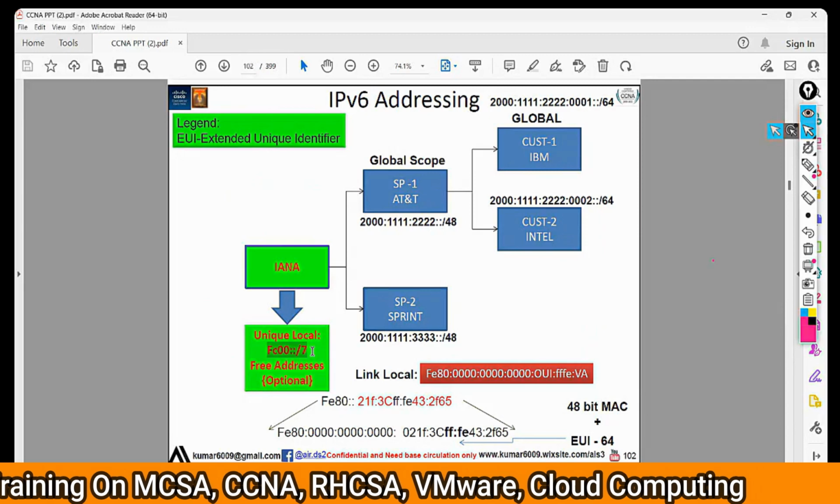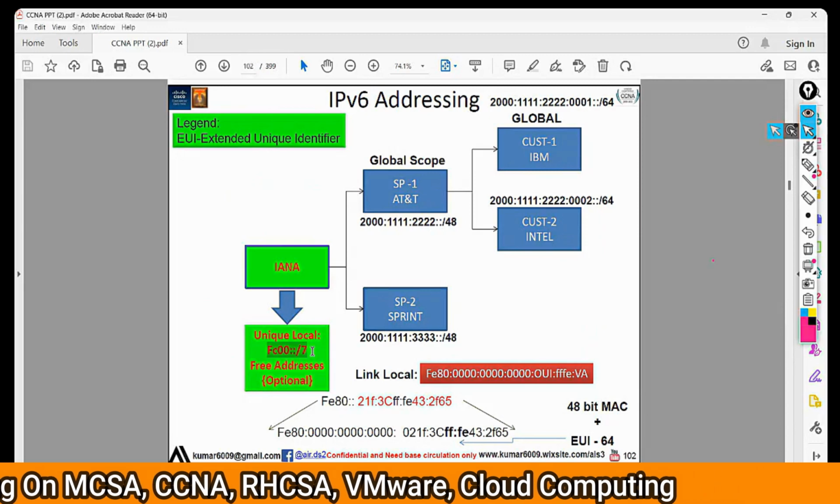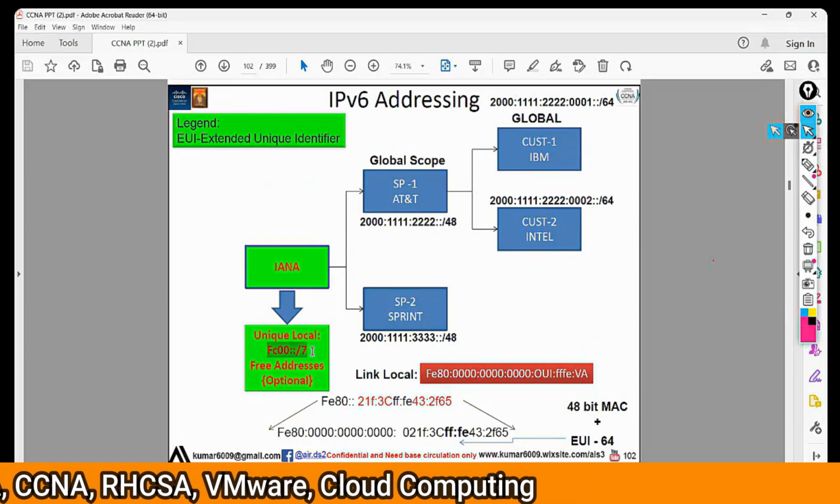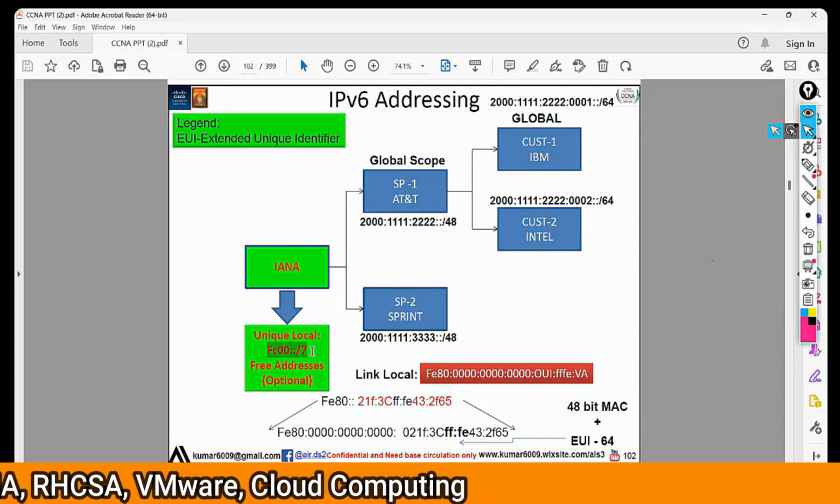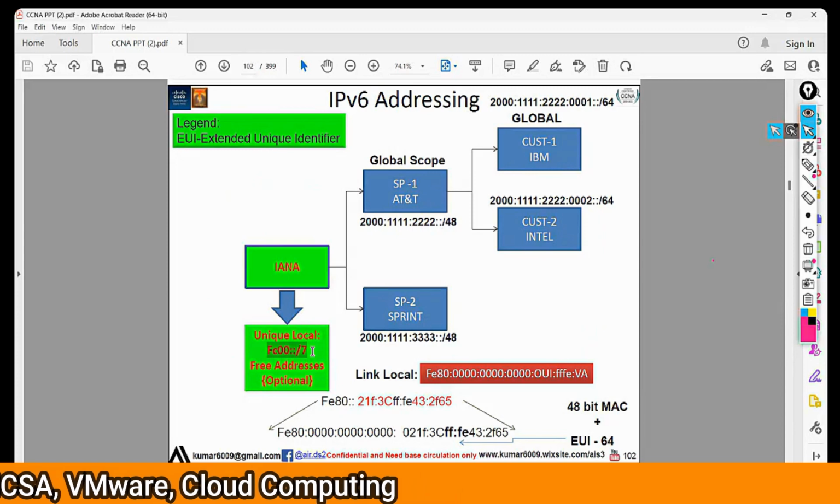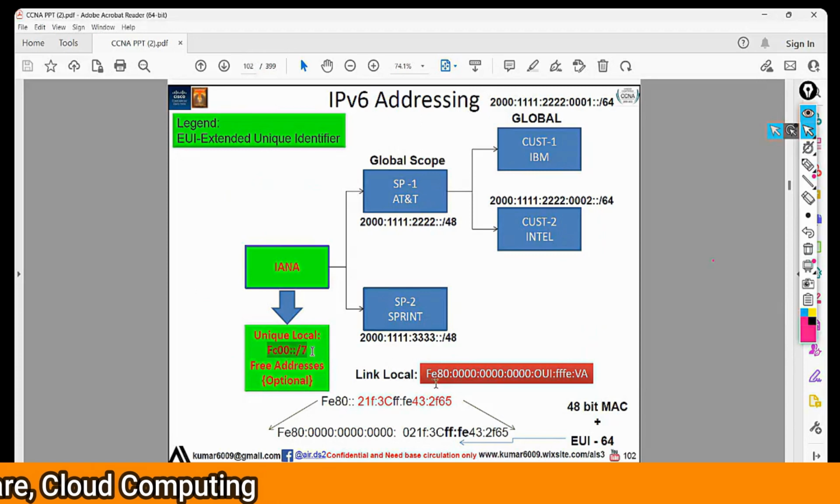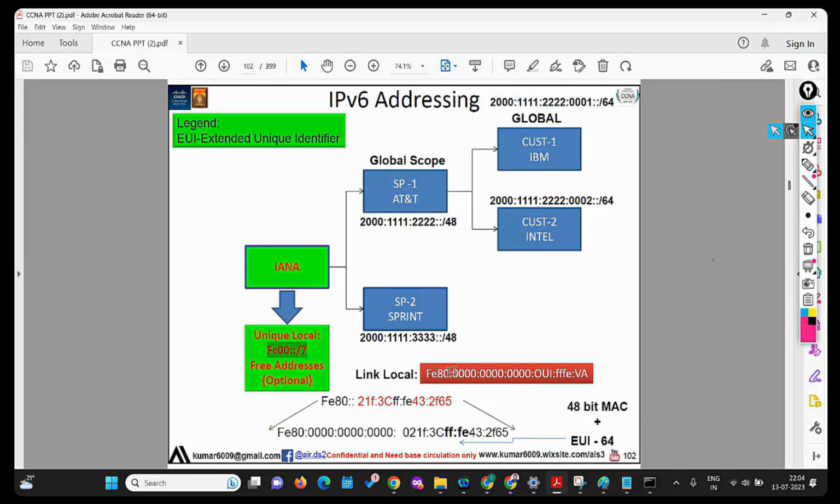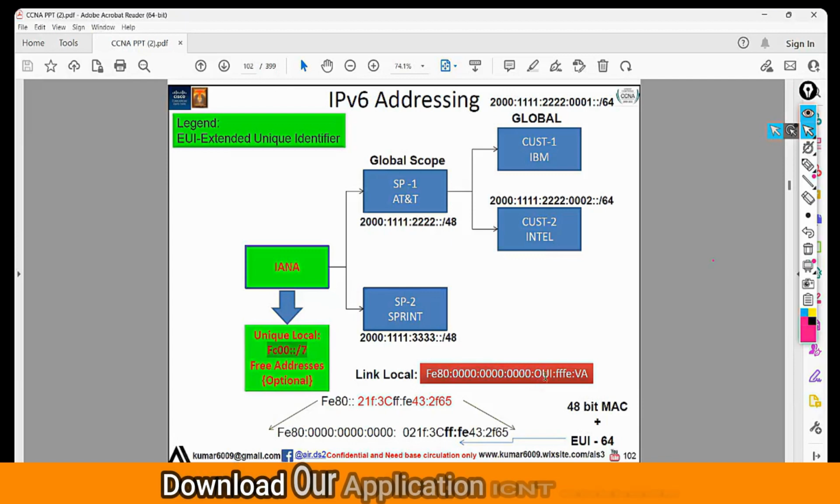Now the MAC address is how many bits? It's 48 bits. In that, the first 24 is called the OUI, the second 24 is called the VA. See the method. The algorithm here starts with FE80, then zeros up to 64 bits. This is fixed; it is not going to change.